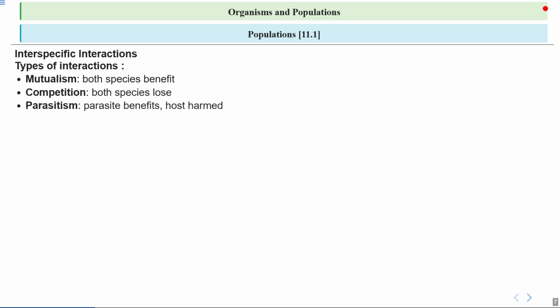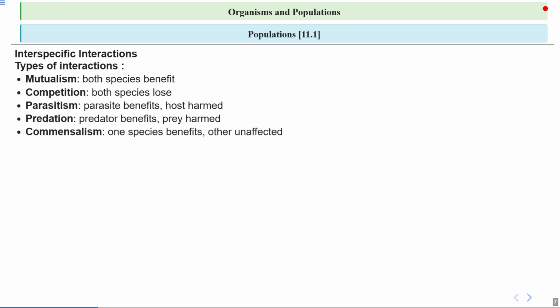Okay, then in parasitism, there is a benefit to the parasite, but the host is harmed because the parasite is absorbing nutrients from the host. The host loses the nutrients and may get sick also. Then predation benefits by feeding on the prey. So the prey in this case can be harmed or killed as well.